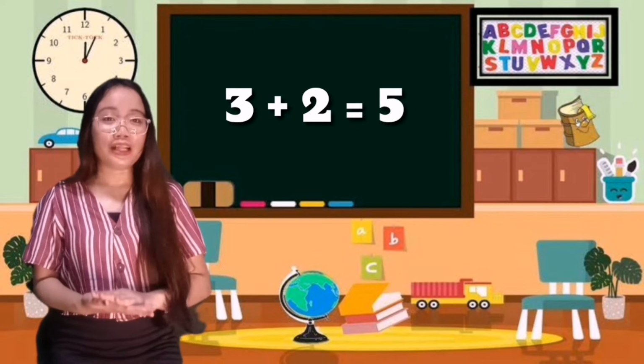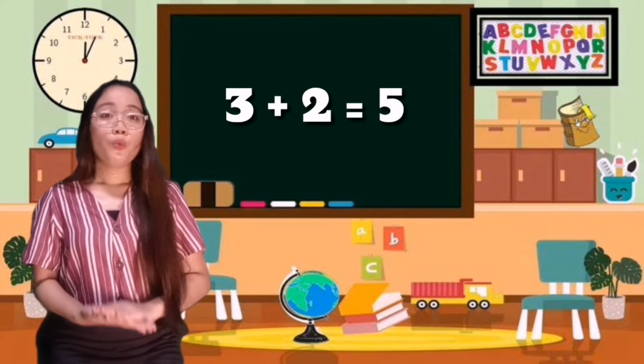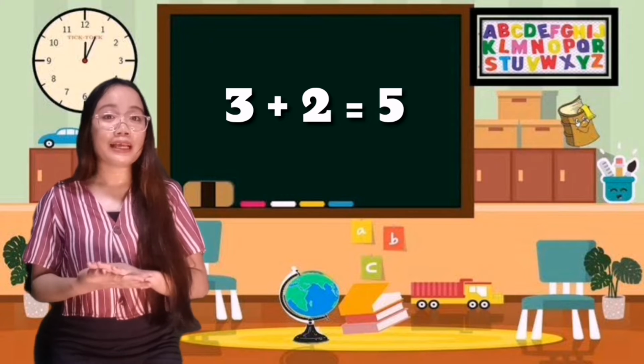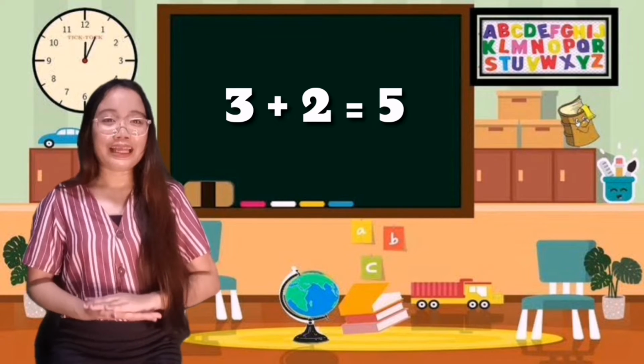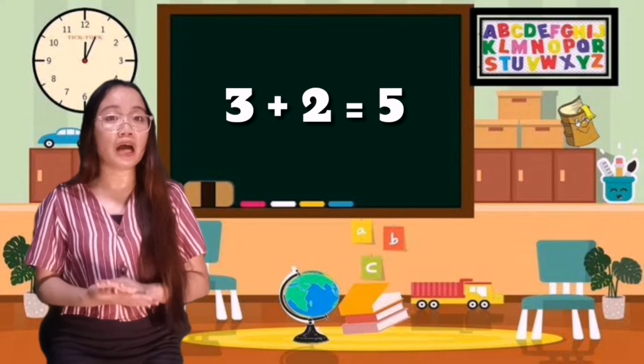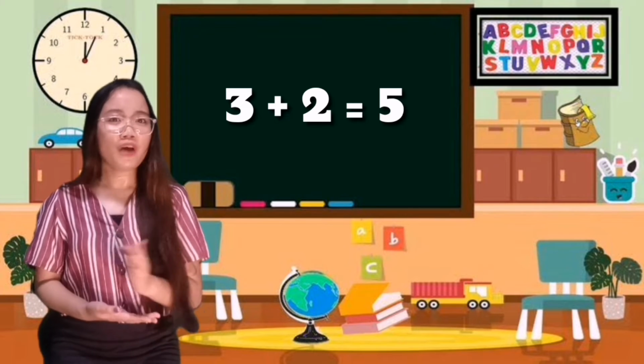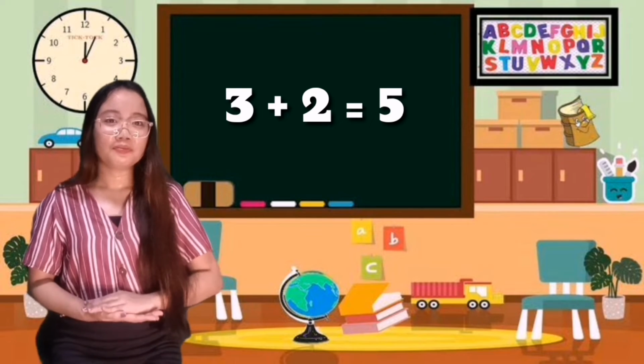Now class, can you answer this question? What do the 3 and 2 symbolize in this equation? Very good, they are the addends. How about the 5, which is the answer in addition? Very good, it is the sum. Since addition is already clear to you, let us now try to add 2-, 3-, and 4-digit numbers. Are you ready? Excellent! Let us start!